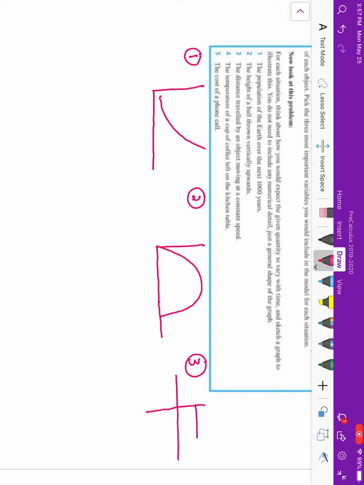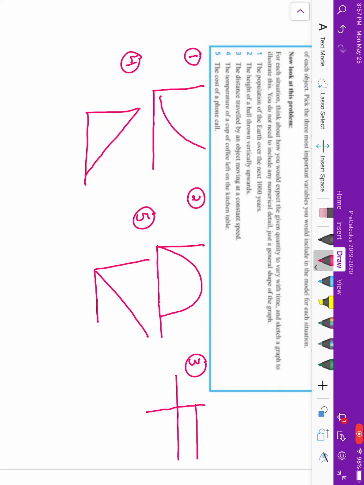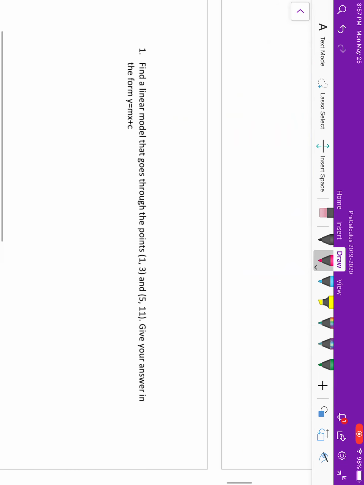If we're talking about a constant speed, this would be speed and this would be distance down here. It would just be a straight line. The temperature of a cup of coffee left on a kitchen table, the temperature would constantly decrease. All right. The cost of a phone call, I mean, back in the olden days when you got charged for long distance, the cost of the phone call was kind of linear. Or it would be in pieces. It'd look something like this, depending on what you paid for long distance. And now there's so many different packages, so the cost of a phone call usually is a piecewise function, but that's kind of what we're talking about.